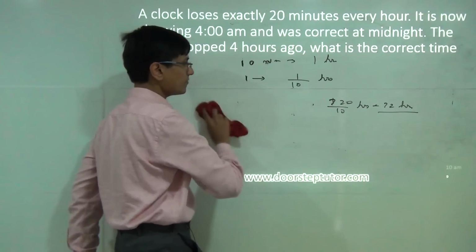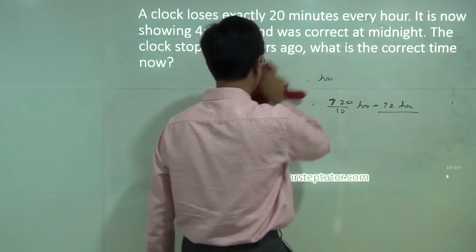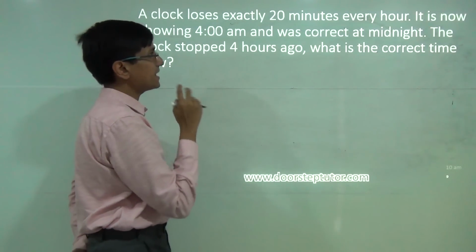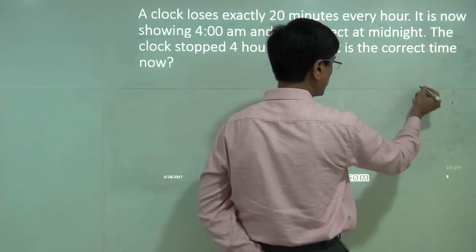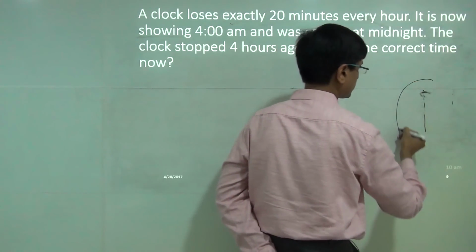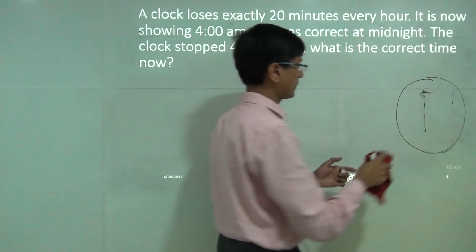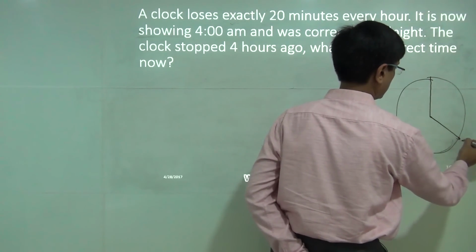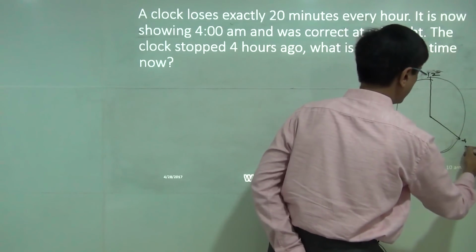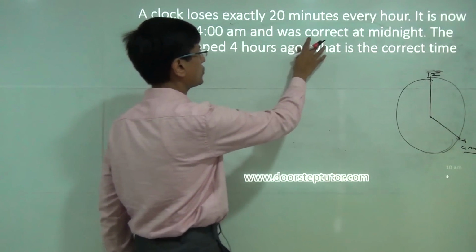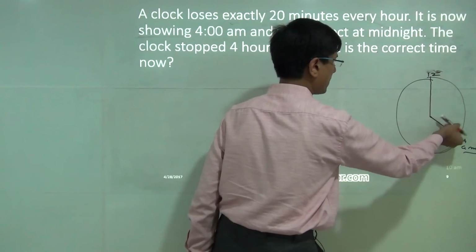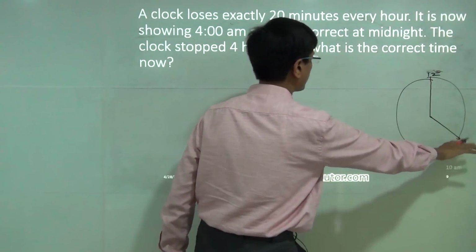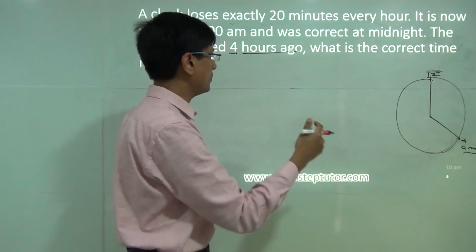Moving on, we have a clock which loses not 1, not 10, but 20 minutes every hour. So it loses 20 minutes every hour. It is now showing 4 am. We know that. So let me draw a clock here. So this is showing 4 am, and at 4 am it is stopped, right? It actually stopped. We set it at midnight. It is showing 4 am, and at that time it is stopped. Since it is stopped, it is not running anymore, and it will always show 4 am from then onwards. And this stopping really happened 4 hours ago. That is what this question is telling us.